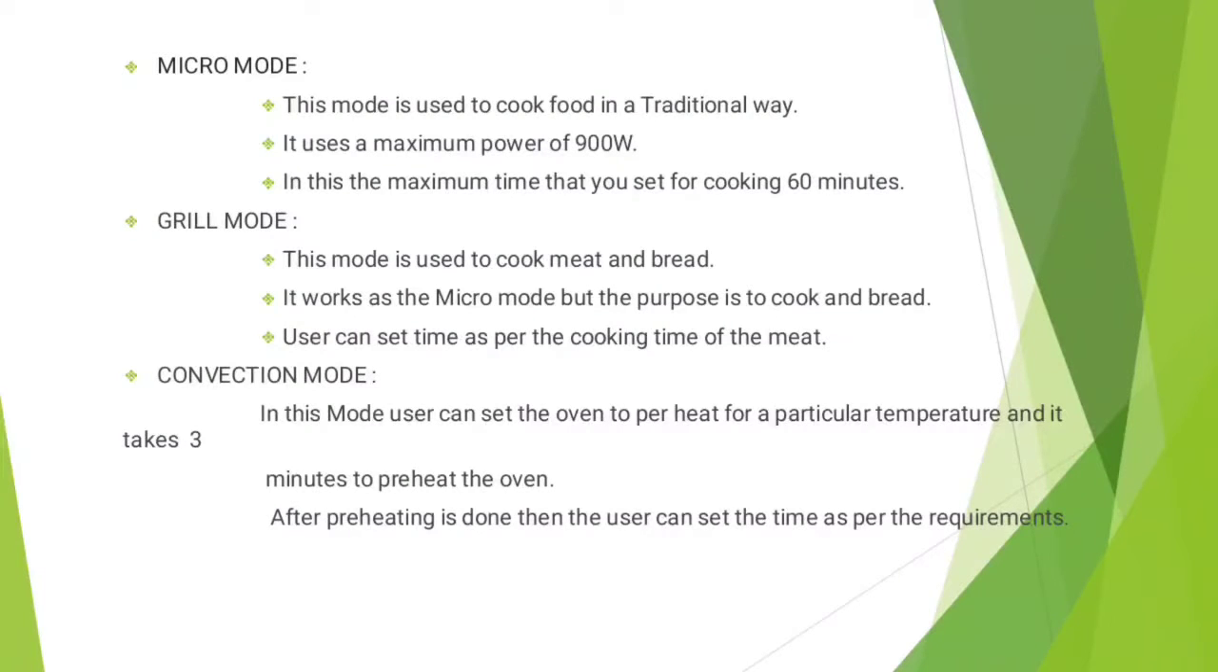Grill mode. This mode is used to cook meat and bread. It works as the micro mode, but the purpose is to cook meat and bread. Users can set the time as per the cooking time of the meat.